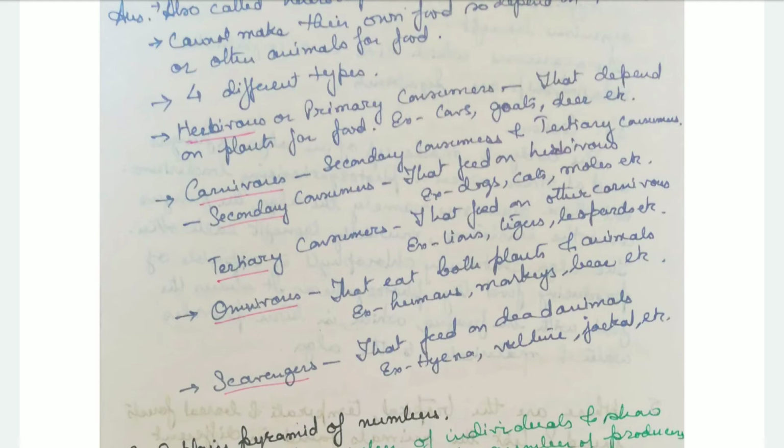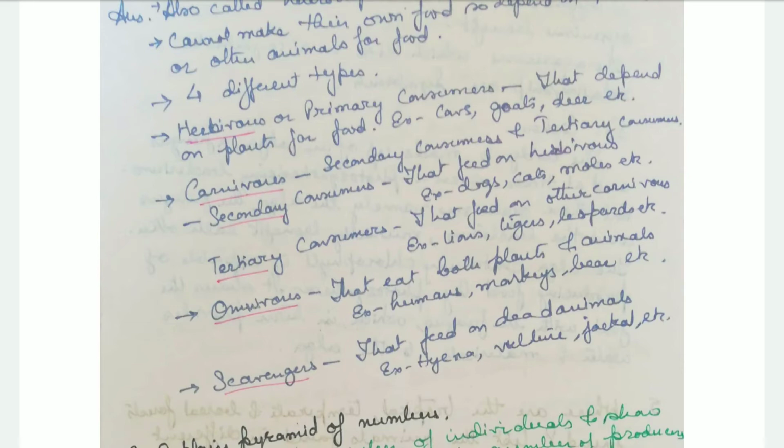So first, herbivores are the primary consumers. They depend directly on the plant for food. For example, cow, goat, deer, etc. Carnivores are secondary or tertiary consumers. Secondary consumers are those that feed on herbivores. Okay, for example, dog, cat, moles, etc. Then tertiary consumers feed on other carnivores. Okay, for example, lion, tiger, leopards, etc.